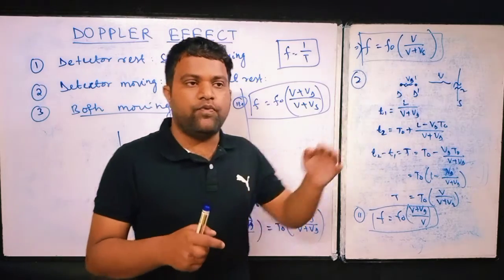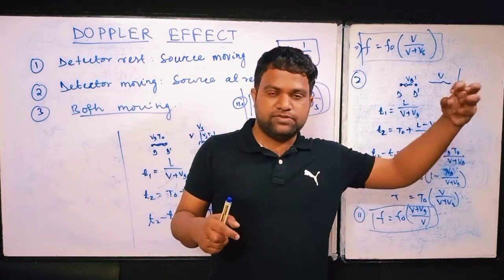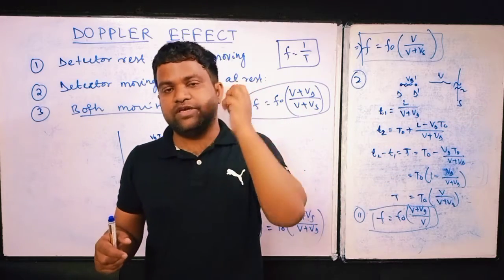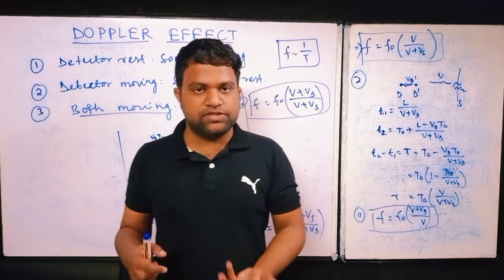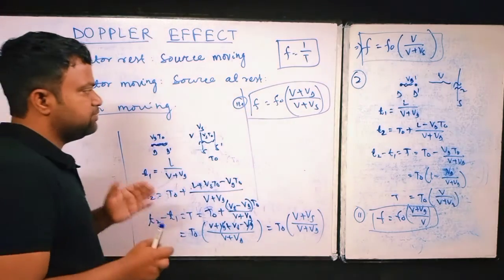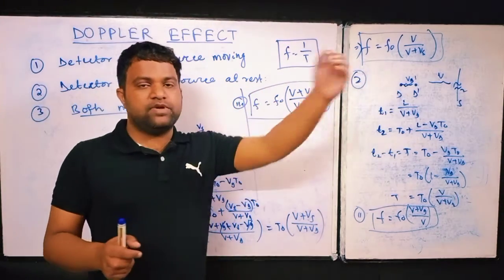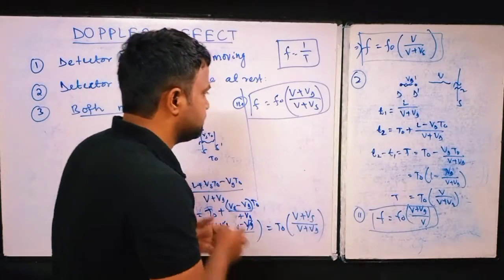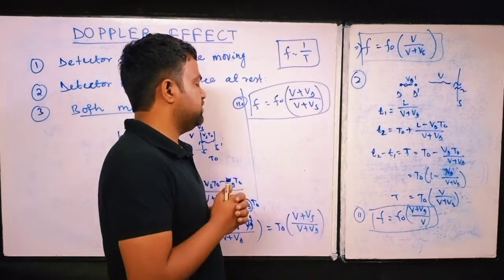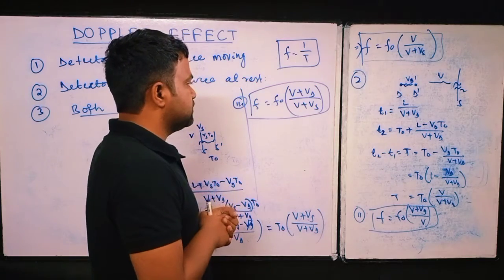That means whatever frequency the train is producing, your ear will listen to the same frequency. Your ear will not hear any modified frequency. It will get the same frequency as the train is producing. So this is F equals F0 times V plus Vd upon V plus Vs.